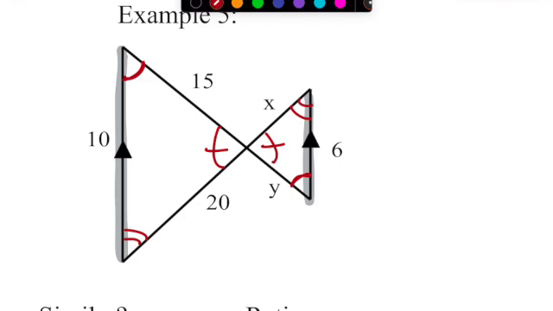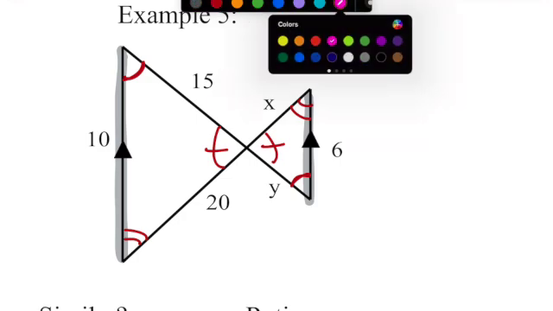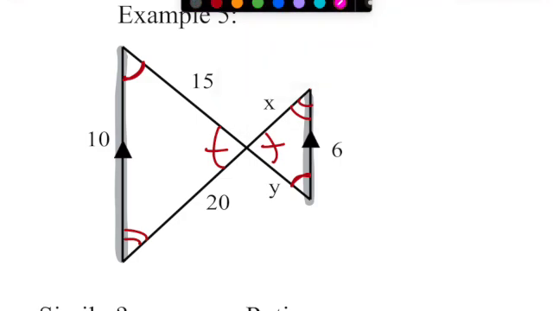So now that I'm here, I've got to figure out which sides correspond to each other. And I have to look at their location on the sides of my triangle. So here I've got a 15. Notice that 15 is in between the single marker and the vertical angle. So in my small triangle, which one of those sides is between the single angle marker and the vertical angle? Well, that's going to be Y.